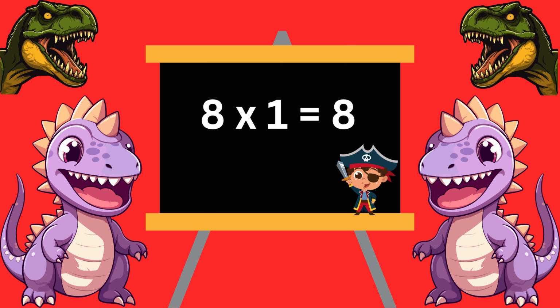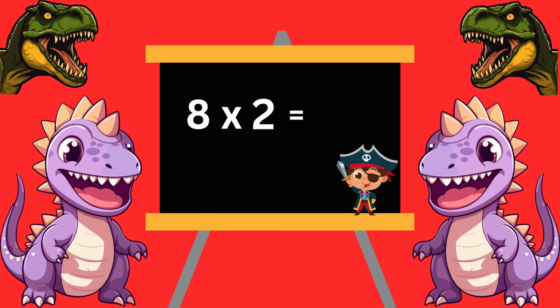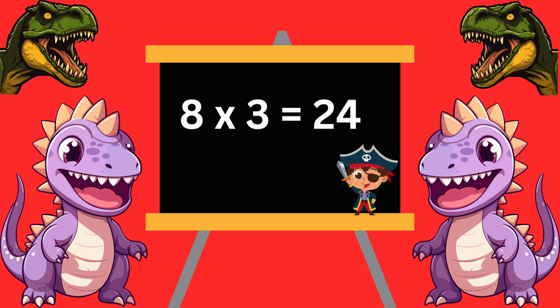Table of 8. 8 ones are 8. 8 twos are 16. 8 threes are 24. 8 fours are 32.